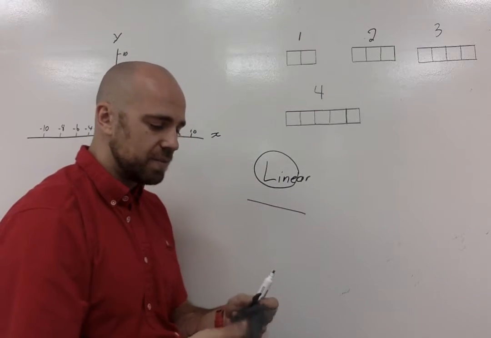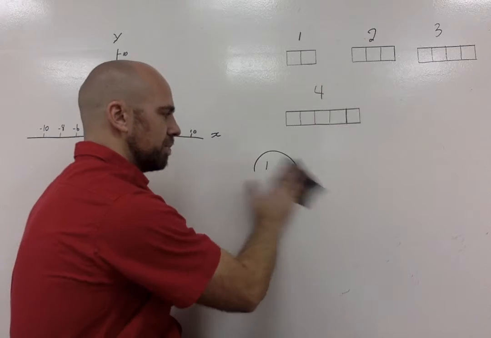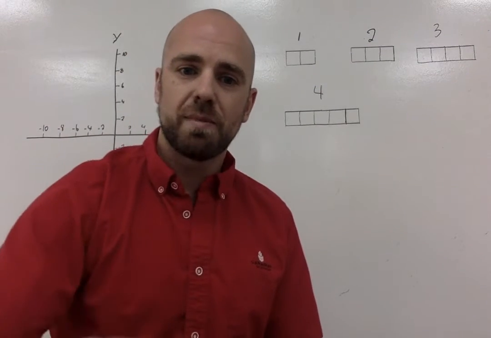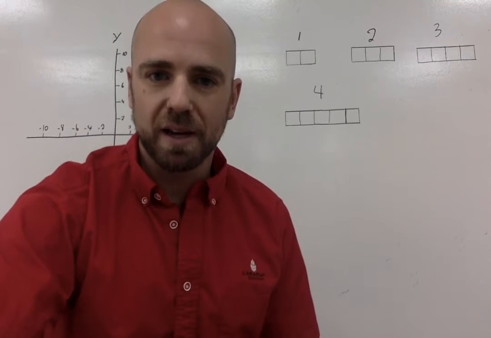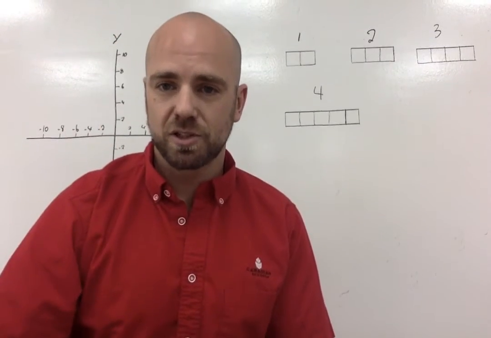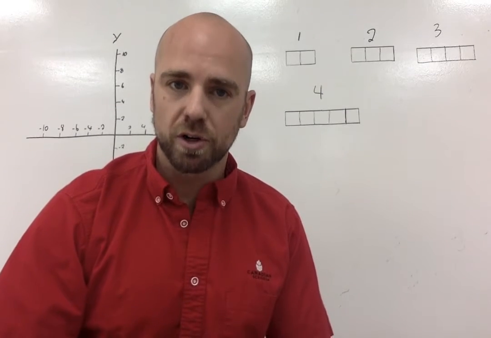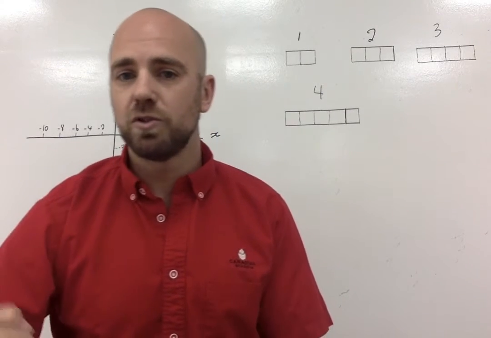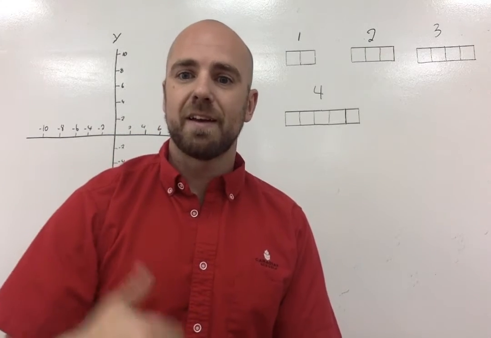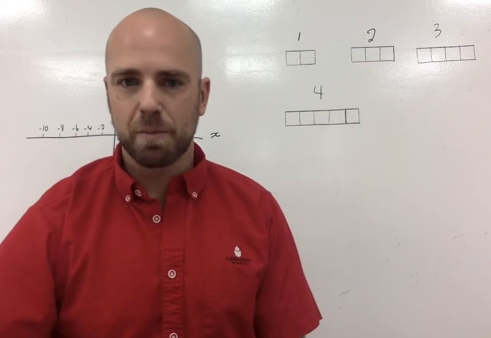For example, if you had a job where you got paid by the hour, every single hour you would make that exact amount of money. So that would be a linear relationship. The amount of money you earn based on how many hours you work would be a linear relationship. The more you work, the more you make, and every single hour it increases by the same amount.